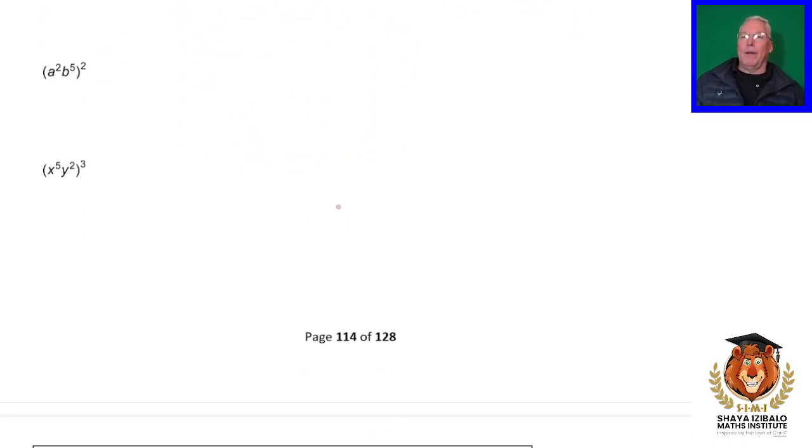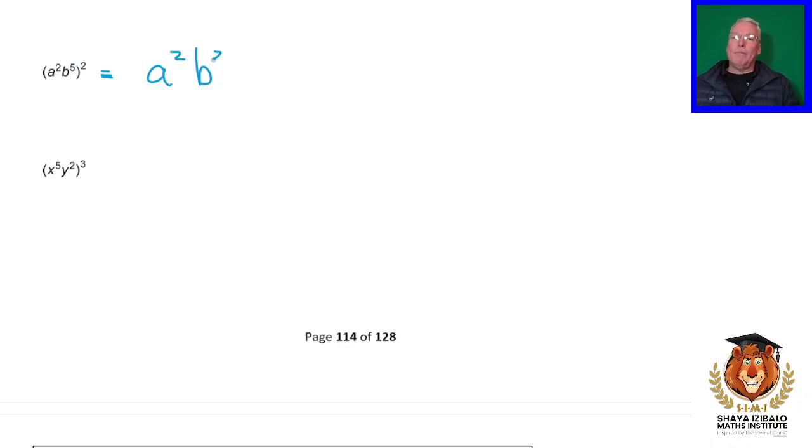Now this one. You might remember that when we raise a power to a power, we multiply the powers. You might also remember that when we've got a product, both things get the power. These are all exponent laws that we did earlier in the term, but let's say we couldn't remember that. What we're going to say here is, what does it mean to square something? It means multiply it by itself.